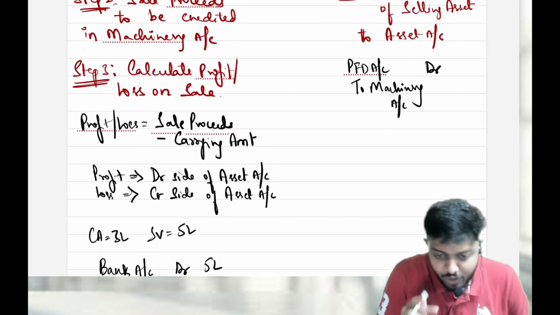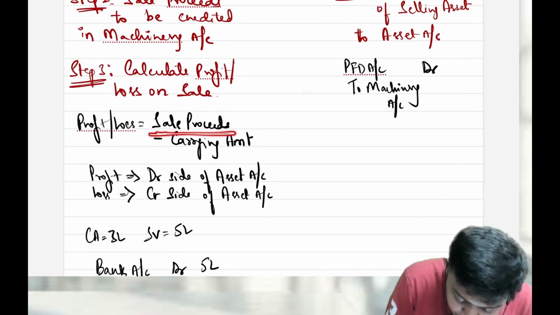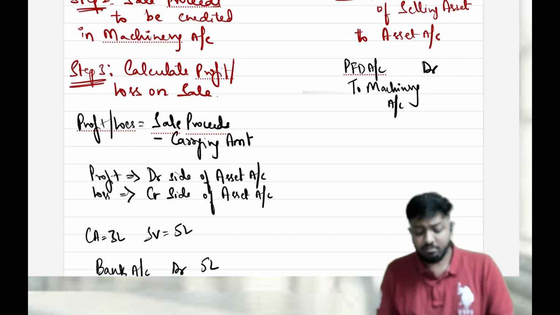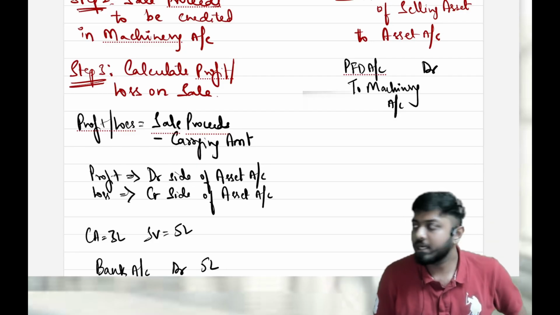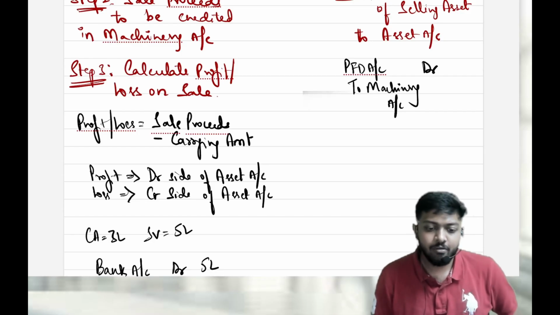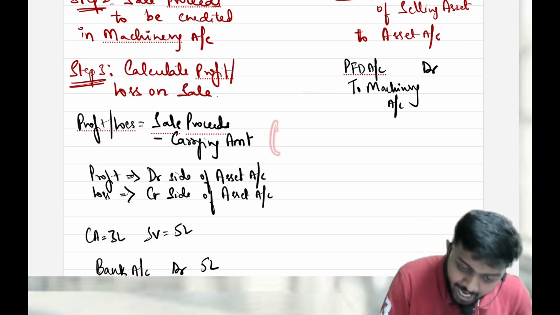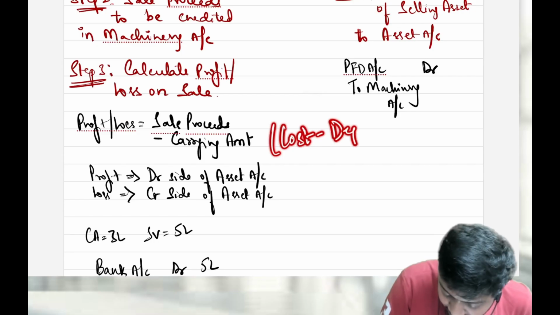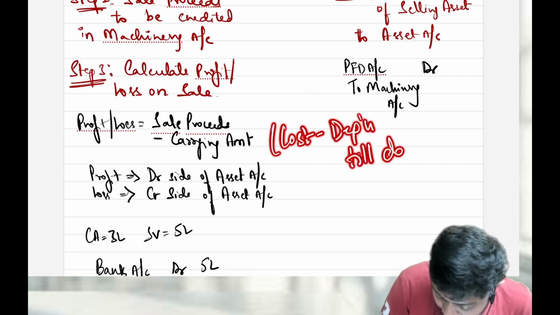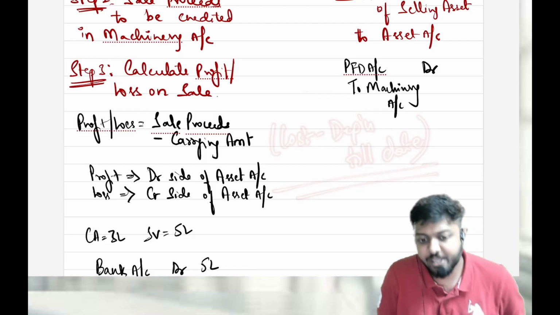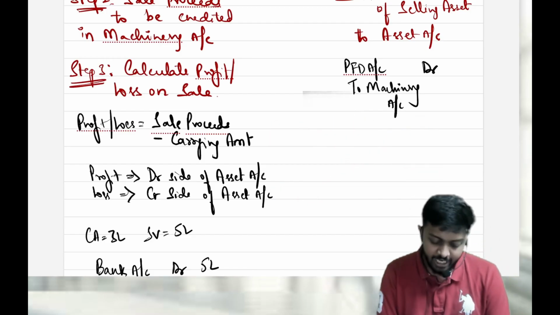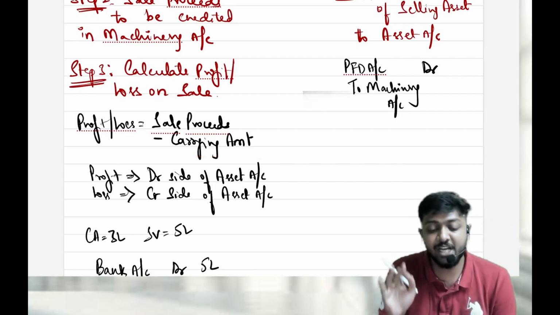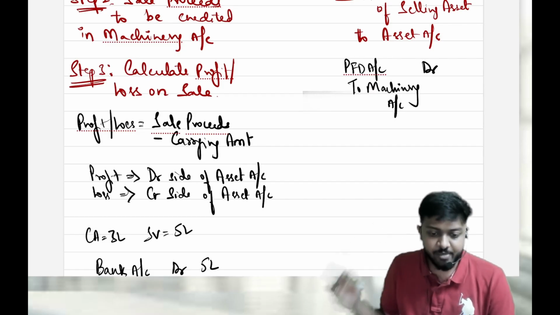Calculate profit or loss on sale. How to calculate? Always you have to take sale proceeds, the money that you got by selling the asset, minus carrying amount. What is carrying amount? The amount at which the asset is carried in the balance sheet, in your books. One more way to calculate carrying amount: its cost minus depreciation that you have given on the asset till date. So you calculate like this. Always, guys, not sale minus cost. It is sale minus carrying amount. What is carrying amount? Cost minus depreciation given till date.